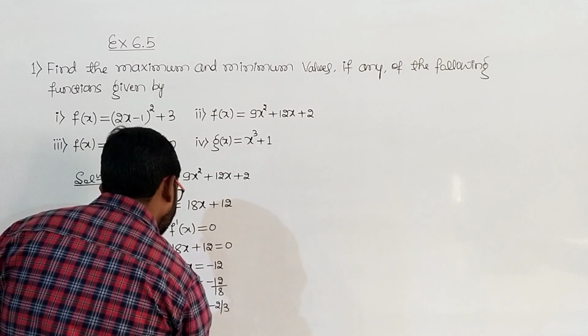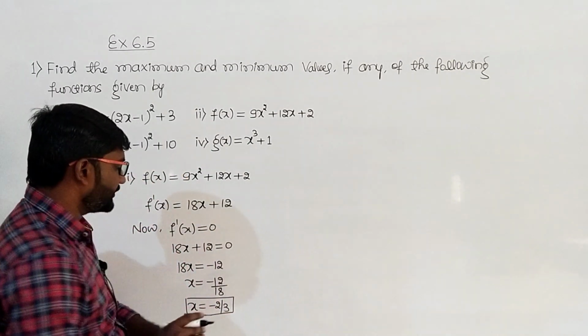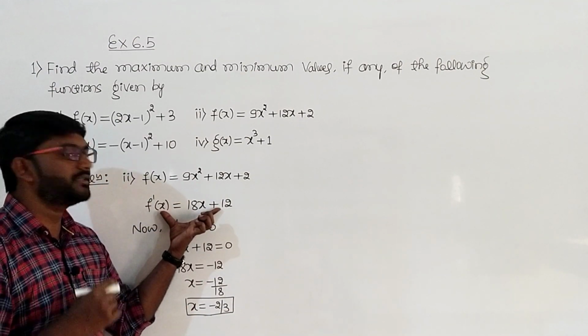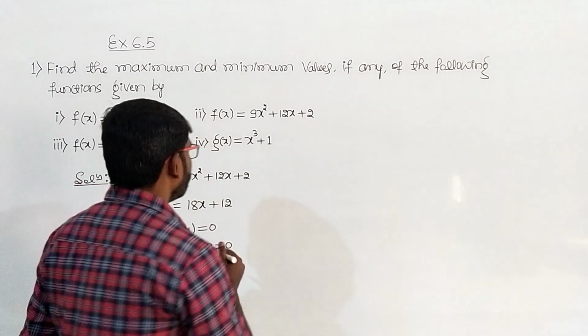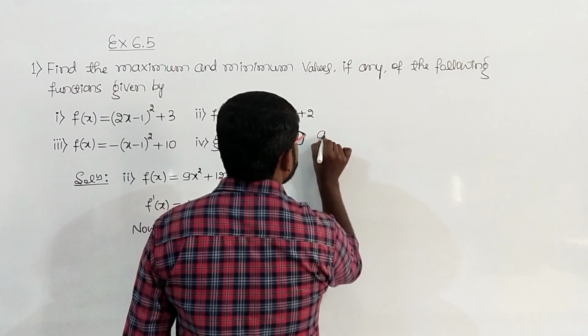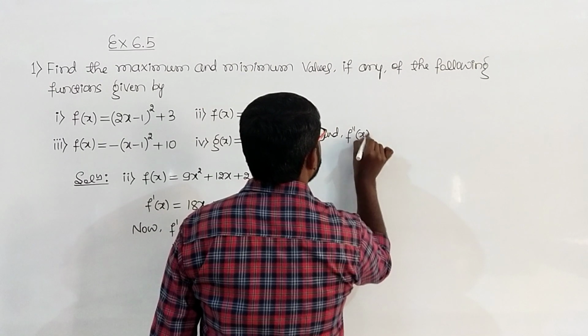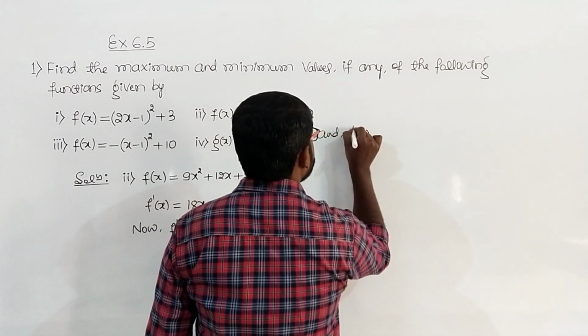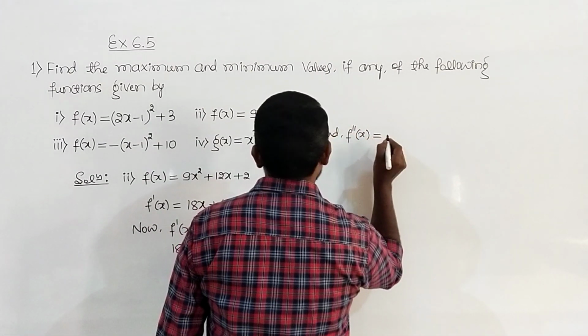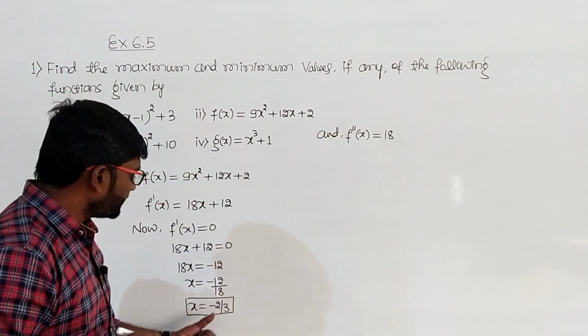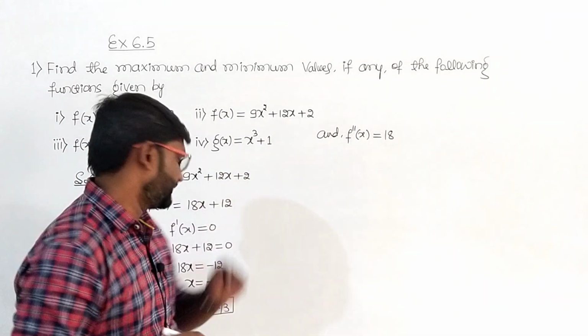So what is the critical point here? It is minus 2 by 3. Now we will have to go for the second derivative. Differentiate this function with respect to x once again. f double dash of x equals 18. Now substitute the critical point in f double dash of x.